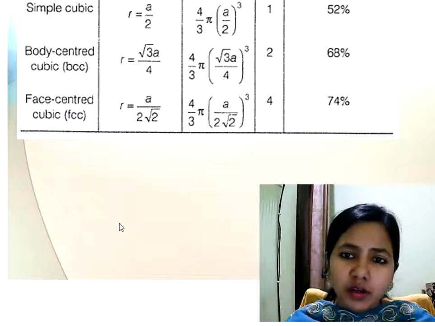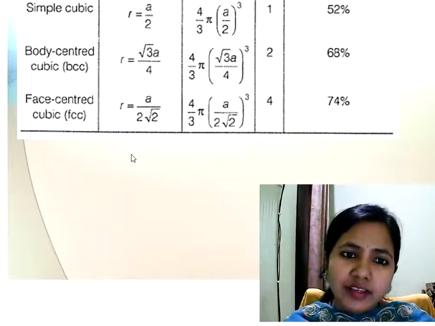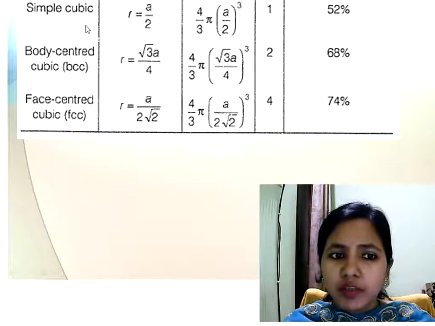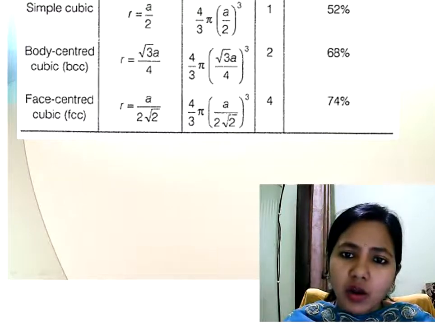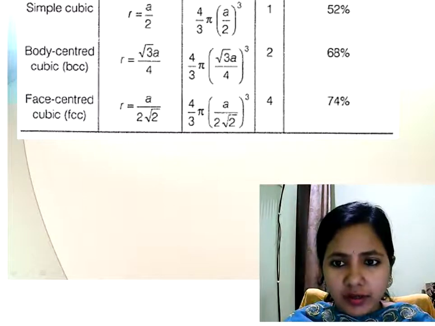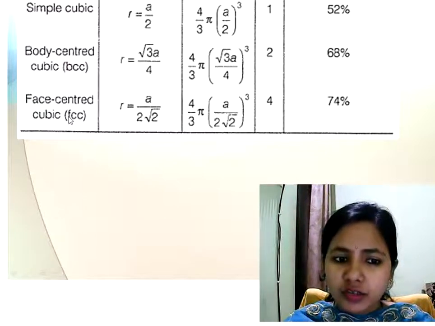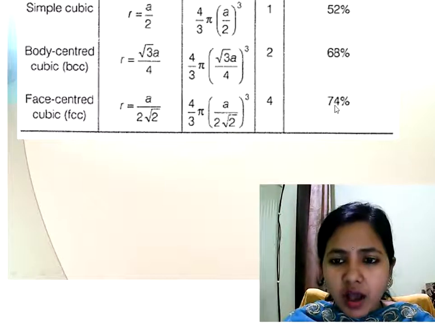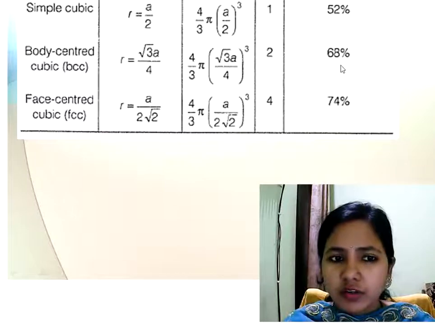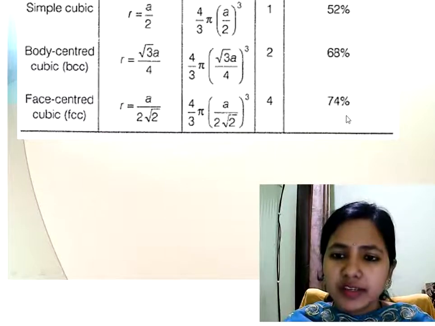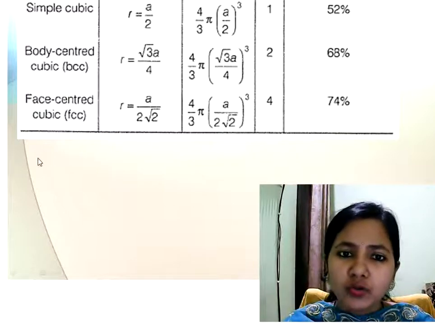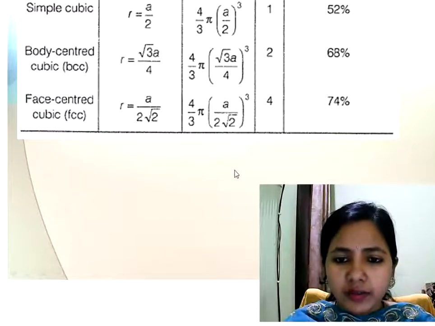See students, here it is the last slide. You can see the relation between the edge length and the radius for simple cubic, body centered and face centered, along with the value of Z, that is the effective atomic number, and the packing efficiency, right? You can see that the face centered cubic structure has the highest packing efficiency among all three: in simple cubic it is 52, body centered 68, and face centered 74, right? So you have to write this table in your notebook and learn it very carefully, right?